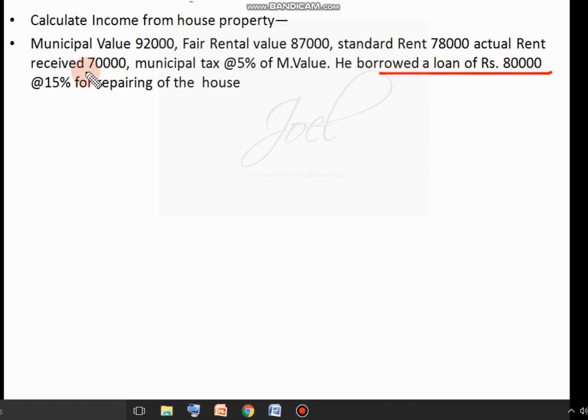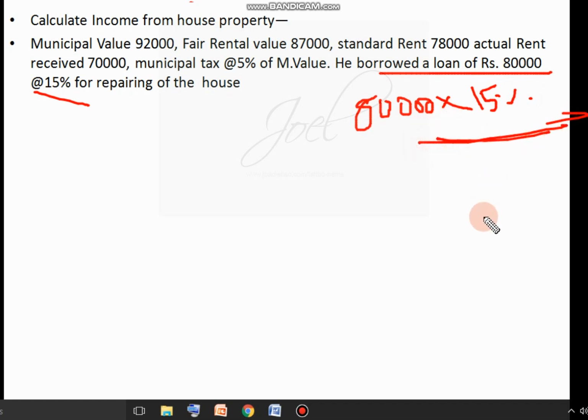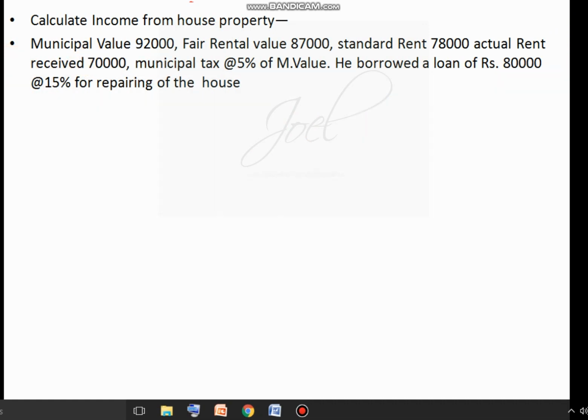So he borrowed a loan of 80,000 at 15%. So your calculation will be 80,000 into 15%. 15% is the interest rate. You will arrive at one amount, so that amount is to be deducted. So we'll solve the first part first. We'll calculate gross annual value, then we'll go to the next.